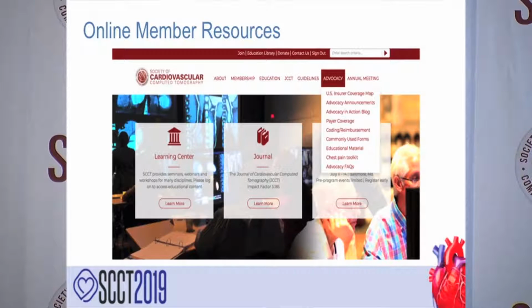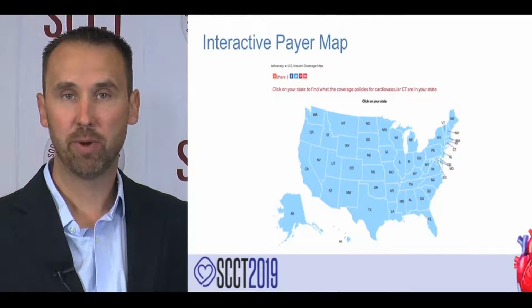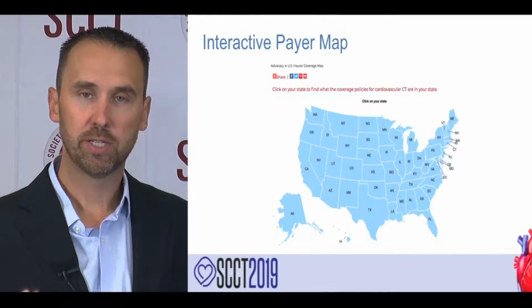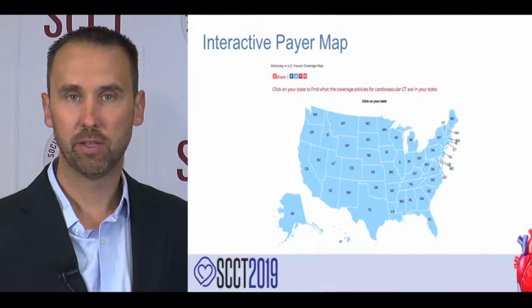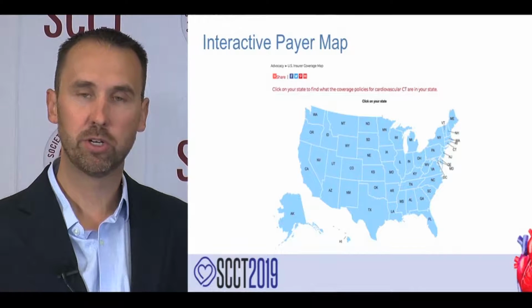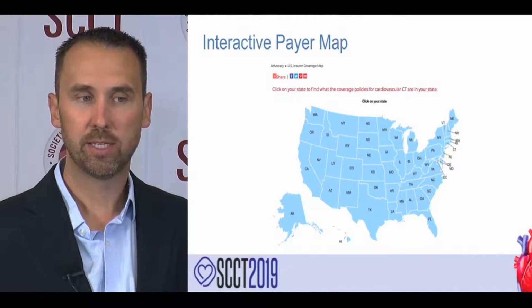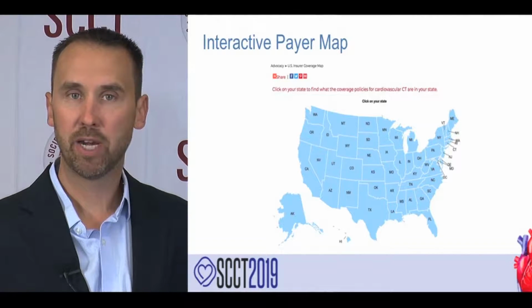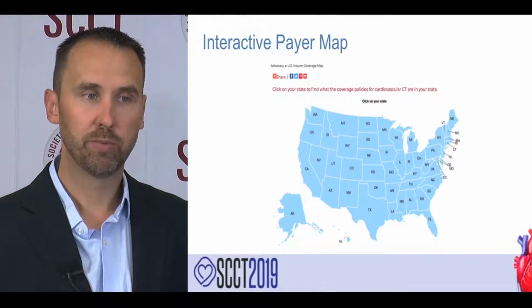If you go to the SCCT.org website, what you'll find is there's an advocacy tab that has a number of resources that are at your disposal as a member to use as you start engaging payers on this behalf. So the first thing is the interactive payer map. This is a map where if you click on your state, it's listed by payer as far as the various coverage policy language that pertains to the 4 cardiac CT codes. And so this is a good starting point when you're looking to assess what's covered and what the coverage language looks like in your local area. This is updated about every 6 months and is new to our website.